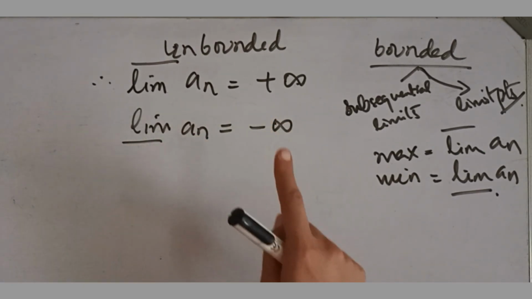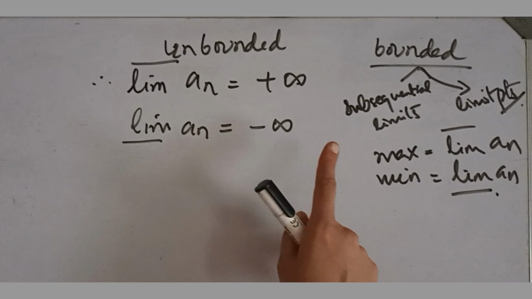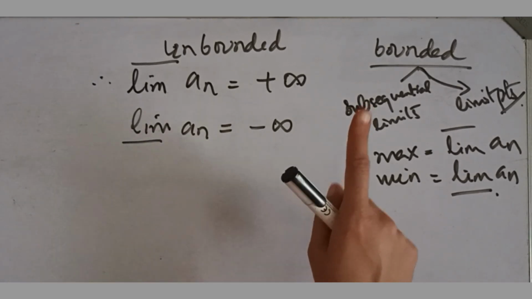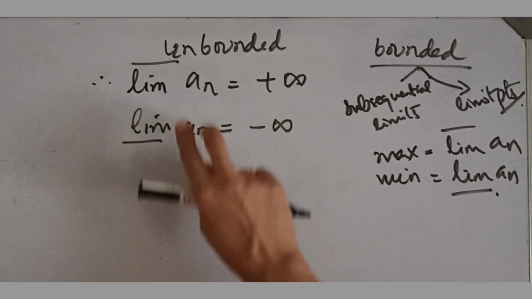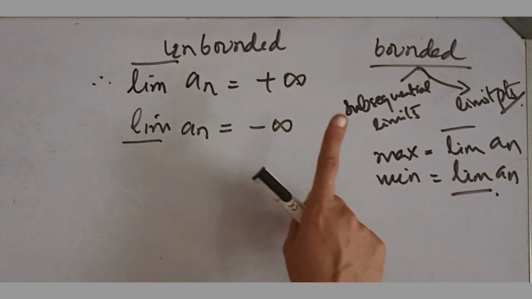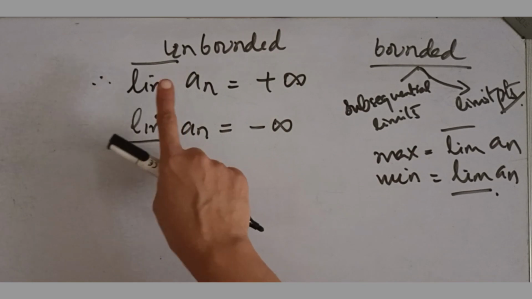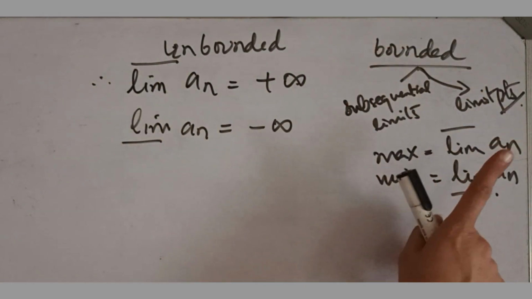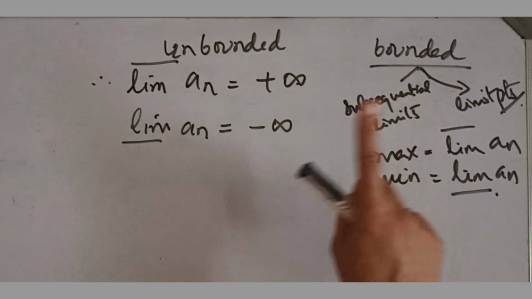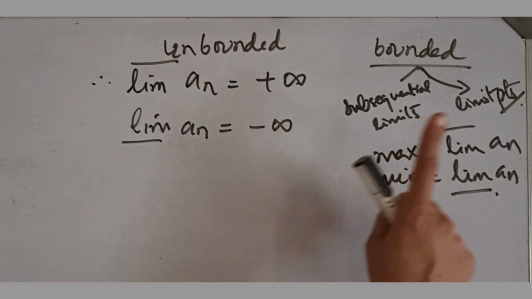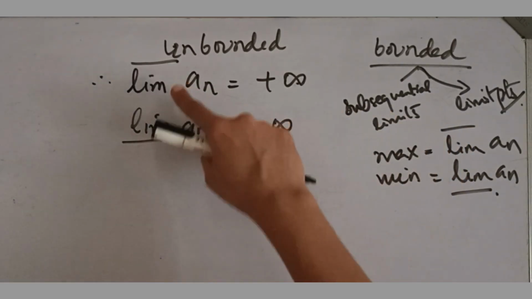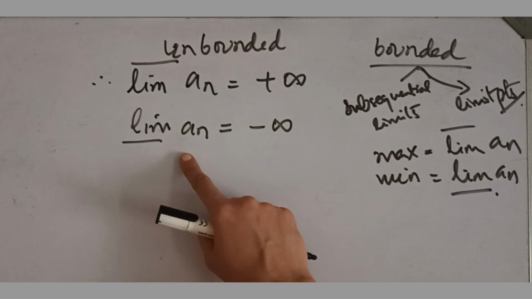Limit supremum and limit infimum will contribute to finding the convergence of the sequence. If both are the same, then it is convergent, and if it has a finite value, it is convergent. If both are equal to plus infinity or minus infinity, then that sequence is divergent. So, limit supremum and limit infimum will help you in finding the convergence of the sequence, whereas supremum and infimum will give you the bounds on the sequence.